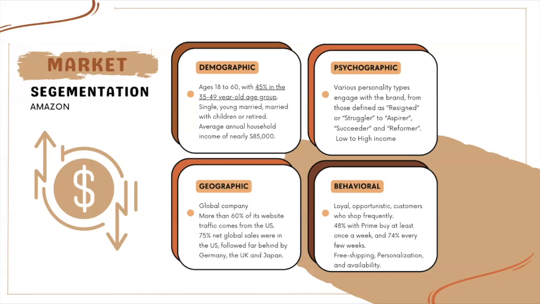And finally, we have behavioral segmentation. Amazon looks for loyal and opportunistic customers in their target market who shop frequently. Or as you can see here, here's some statistics: 48% with Prime buy at least once a week, and 74% every few weeks. So Amazon's target market is mainly people who shop frequently or people who buy more impulsively.